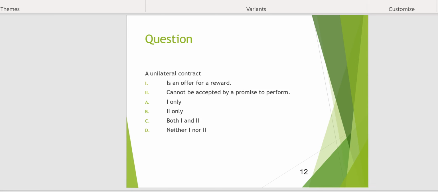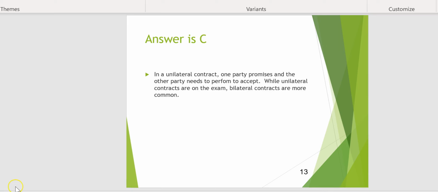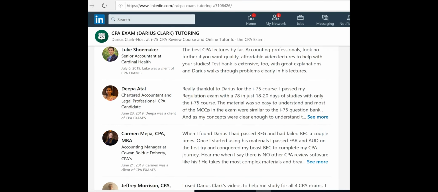Let's try this one. A unilateral contract. 1. Is an offer for a reward. Yes. 2. Cannot be accepted by a promise to perform. That's true also. Both are correct. Let's go with C.